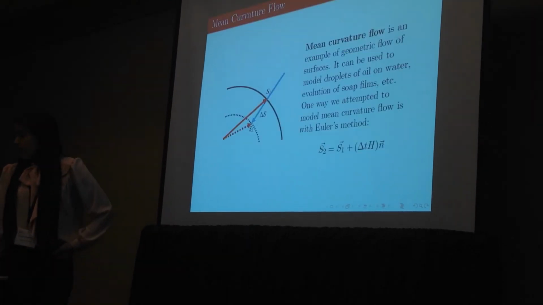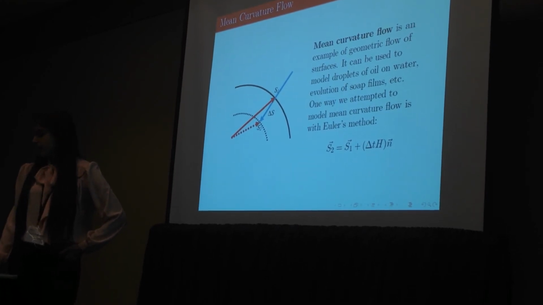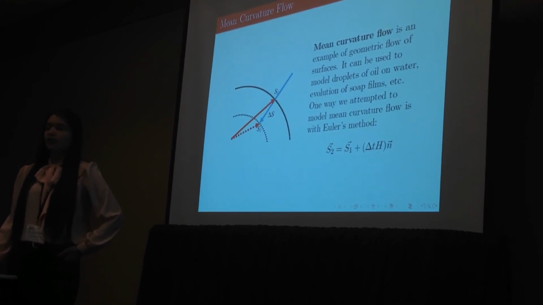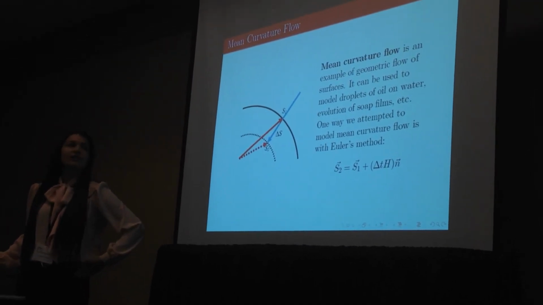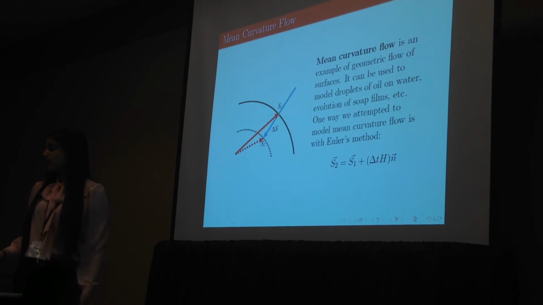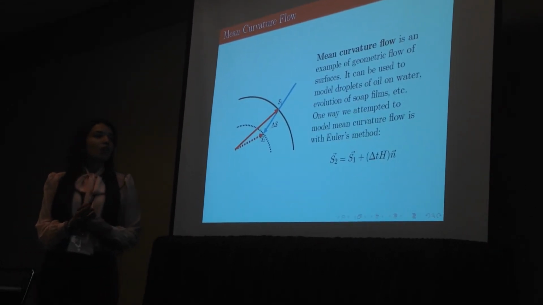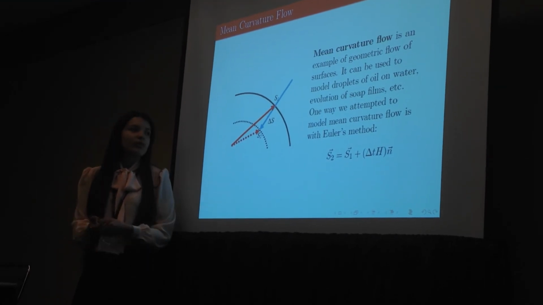And then I also wanted to further, this is my future avenues of research, into mean curvature flow. It's an example of a geometric flow of a surface, and it can be used to model things like droplets of oil and water, soap films, etc. So we can attempt to do this with Euler's method.